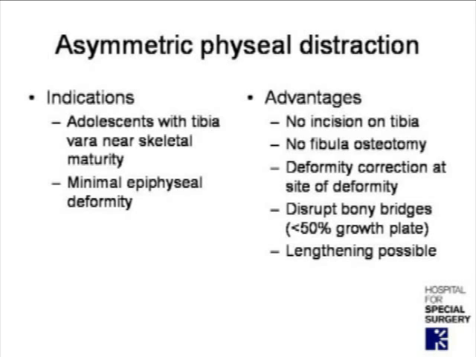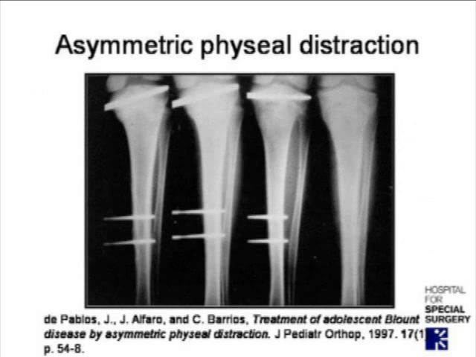The advantages to this procedure is that there's no incision on the tibia, there's no fibula osteotomy. The actual deformity correction is at the site of the deformity, at the physis, and as the authors described, you can disrupt actual bony bridges with this as well, and you can do lengthening simultaneously. And these are some photographs just shown from the article from 1997 describing this. One of the hypothetical complications of this procedure is the proximal pins can be intra-articular, and that's something that would be of some concern potentially.